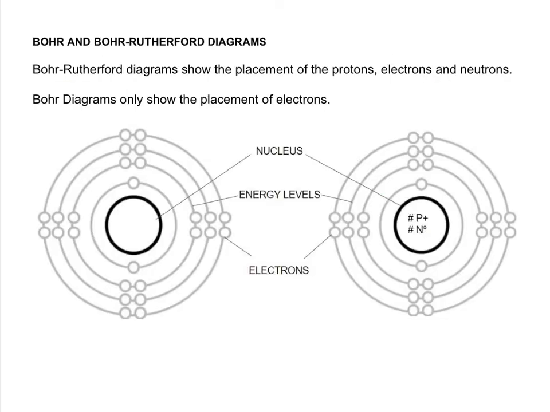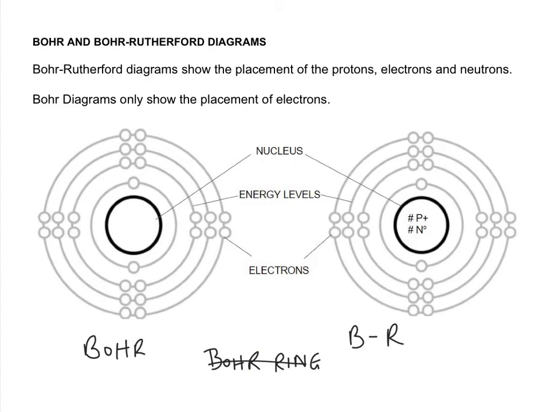Okay, this diagram shows you the difference between a Bohr diagram and a Bohr-Rutherford diagram. So this side is a Bohr, and this side is a Bohr-Rutherford. We can sometimes say chemistry is boring. Haha, boring. Okay, it's not. Okay, so we have a nucleus in both. We have energy levels on both, and we have places for electrons to go on both, and there's a limit to how many electrons can fit on a ring.